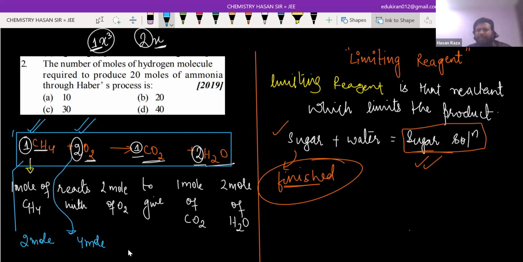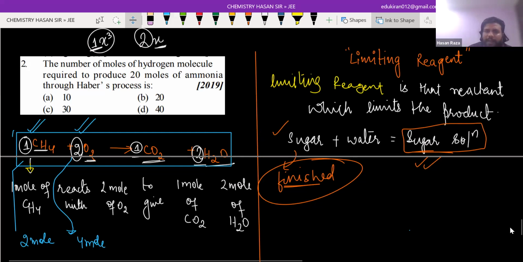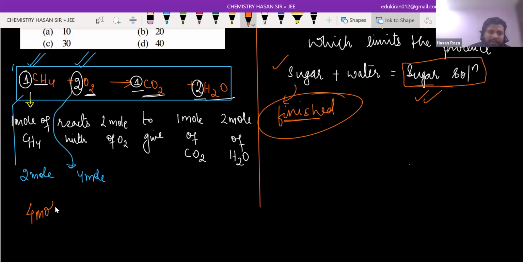It is very simple. Unitary method: 1 reacts with 2, so 2 reacts with 4, 5 reacts with 10. But in case the question says that CH4 is 4 mole given and O2 is also 4 mole given.